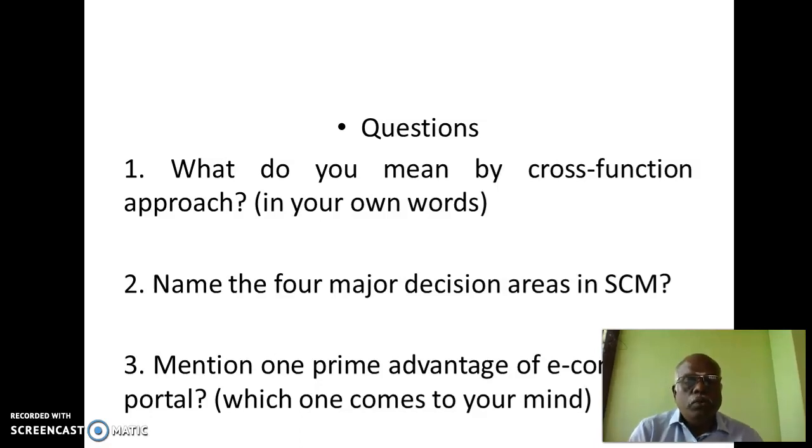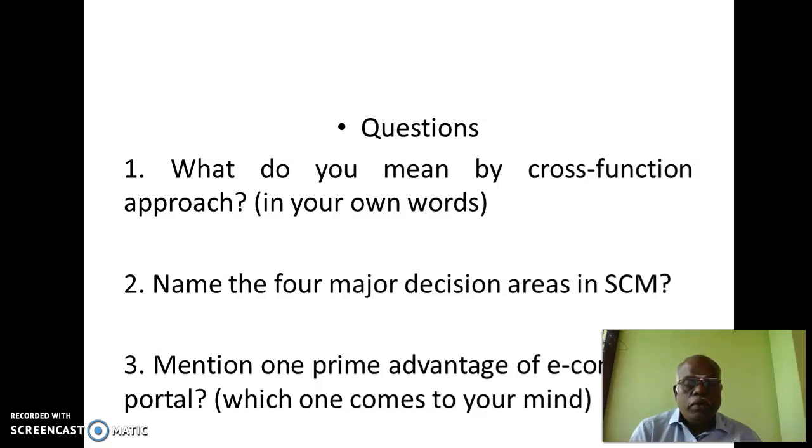The first question is, what do you mean by cross-function approach? As we have discussed, cross-function approach means various teams of people or various units of an organization working together to achieve a common goal of the business. Second question is, name the four major decision areas in SCM. As you are aware, location, production, inventory, and transportation.